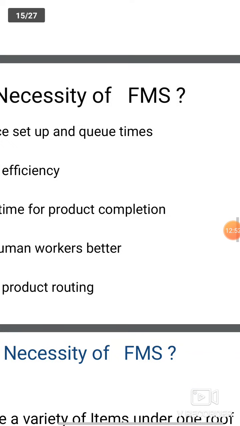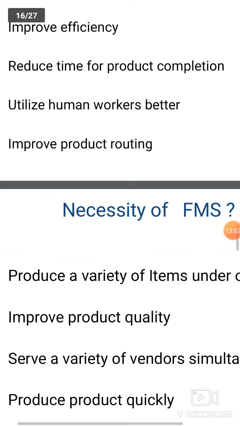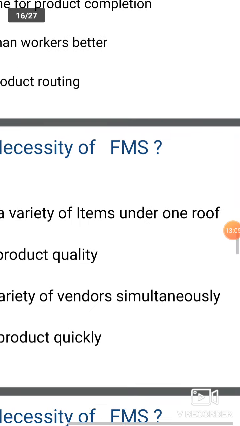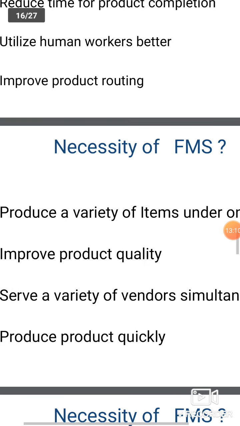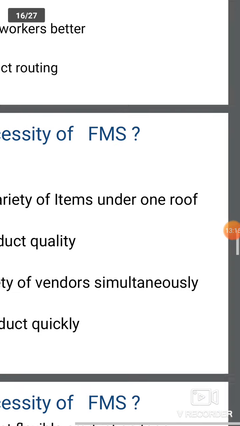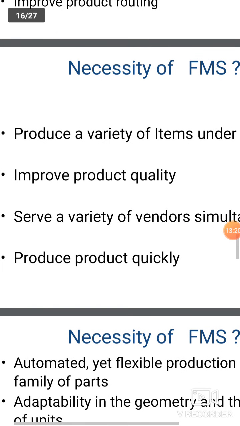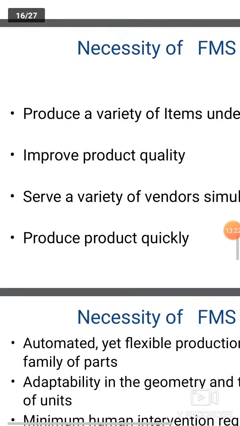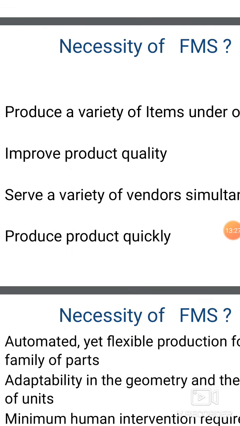Next, necessity of FMS. What is the need of FMS? Why do we need FMS? It allows production of a variety of items under one roof. All these material handling and control systems can work under one roof, producing a variety of items, improving productivity and quality, serving a variety of vendors, and producing good product quality. All these run with the FMS.